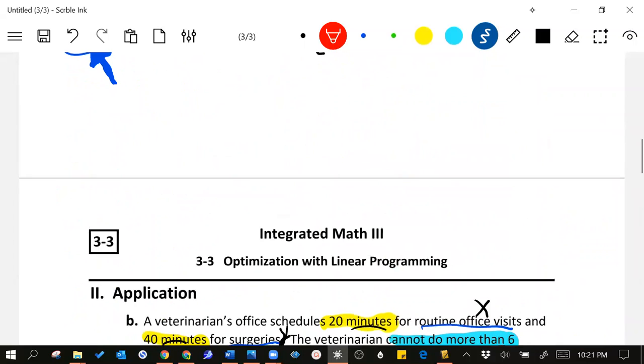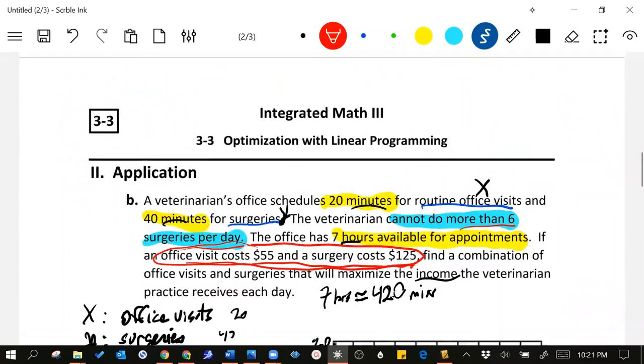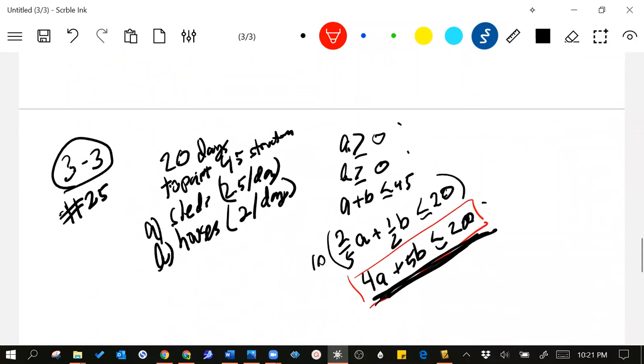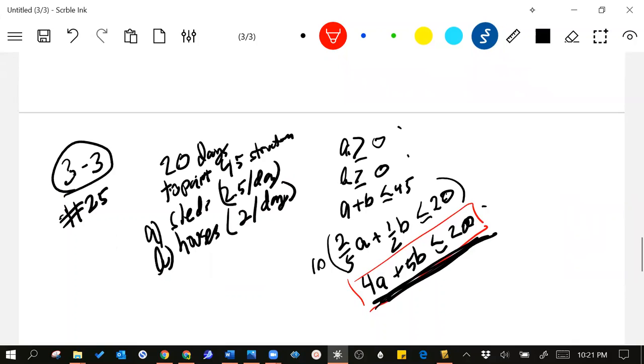In one case here, you were asked for the amount of money. In another case, you were asked for the combination that would lead to the highest income. And now you have the key of why we got that type of inequality, and it wasn't explained clearly enough. Now hopefully this makes sense.